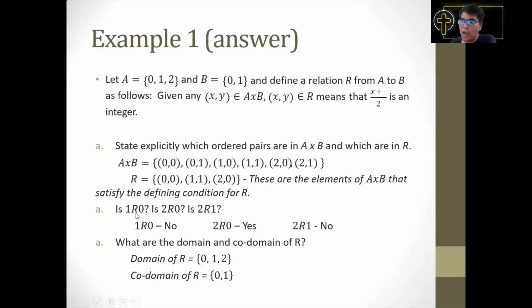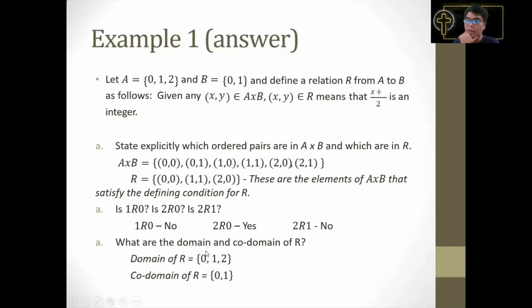Now, does 1R0 satisfy the defining condition for R? As I have explained earlier, 1 plus 0 is 1, over 2, that's 1/2. In short, 1R0 does not satisfy the defining condition of R. The same with 2R1. However, 2R0 satisfies the condition of R. Hence 2, 0, as you can see here, is an element of the set R.